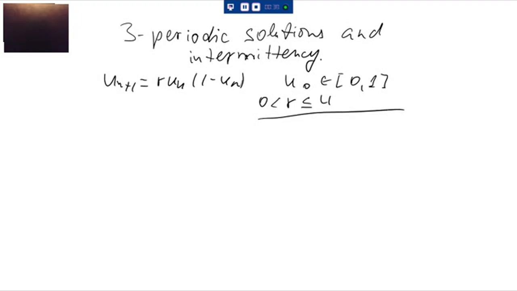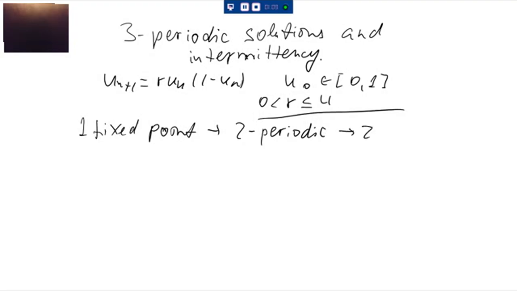So we know that here we have at least one period doubling cascade. In fact, we have infinitely many period doubling cascades here. But the first one is taking place for the transition from a fixed point to periodic solutions, 2-periodic, then 2 to the power of 2 periodic, and 2 to the power of infinity periodic.